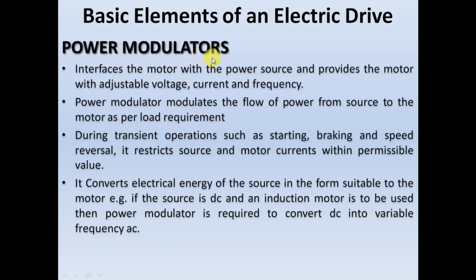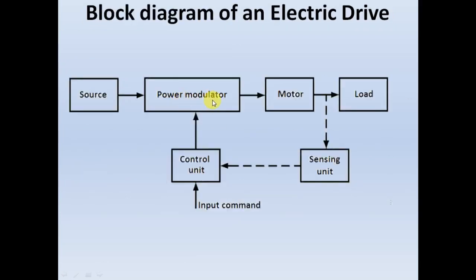Next important block is the power modulator. This power modulator actually interfaces the motor with the source. The main function of the power modulator is to modulate the flow of power from the source to the motor. Another major function is during transient conditions, that is during starting or braking or speed reversal, when there is a chance for the motor to take a large amount of current from the source. This current control can also be achieved by using the power modulator. With its help, such a large amount of current won't flow to the motor, thereby protecting the motor also.